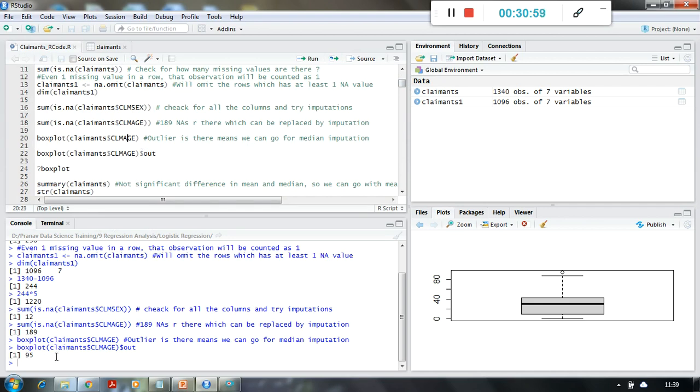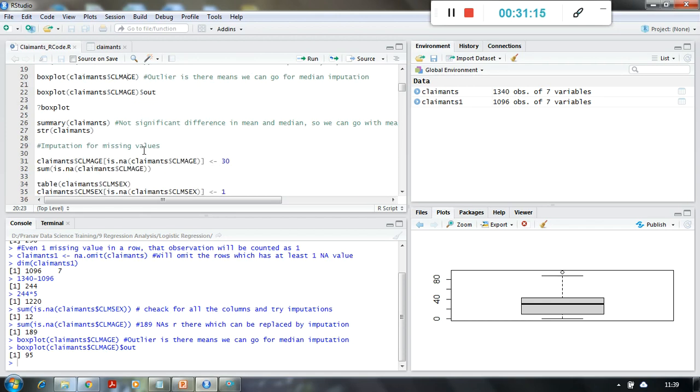If there are many outliers like 95, 93, 94, 97, 98, had we had such outliers, then probably we could have gone for median imputation, right? So the decision is up to us, or one can even go for both types of imputation and build two different models, one with mean imputation and one with median imputation. That is also possible, right?